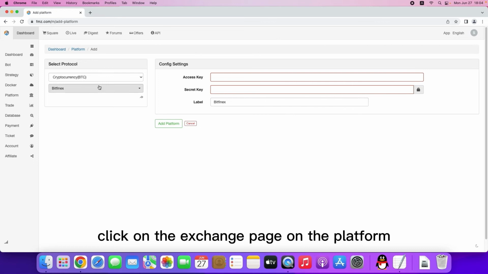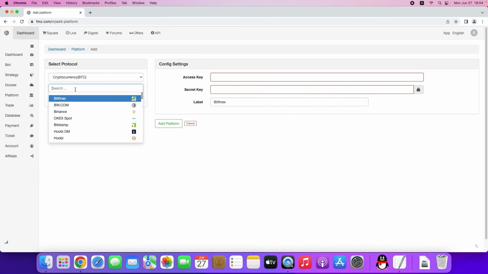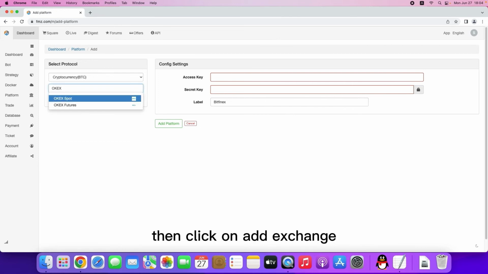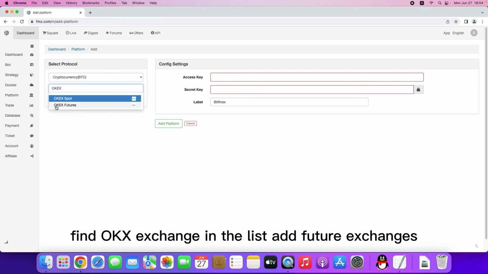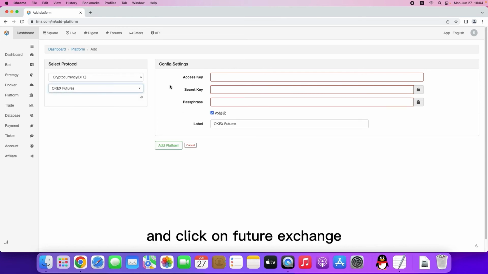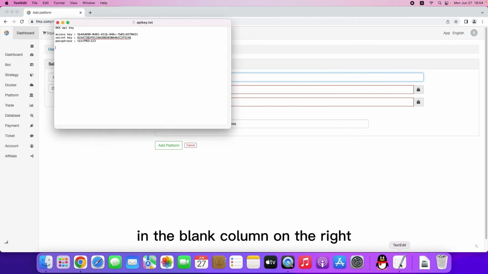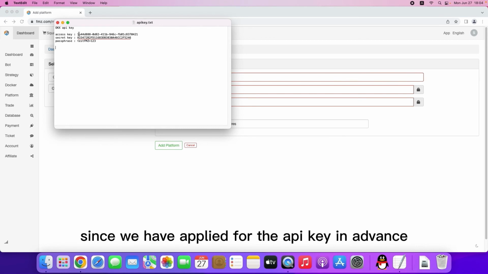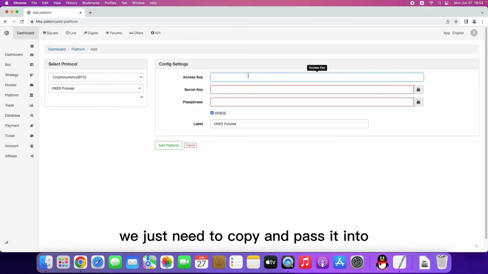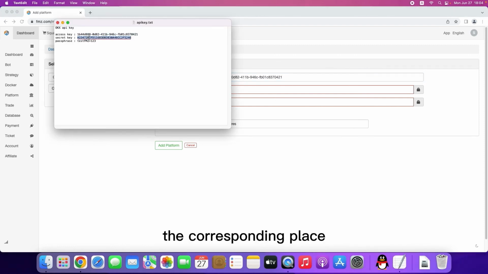Click on the exchange page on the platform. Then click on Add Exchange. Find OKEX exchange in the list. Add futures exchanges, and click on Futures Exchange. Enter the API key information in the blank column on the right. Since we have applied for the API key in advance, we just need to copy and paste it into the corresponding place.